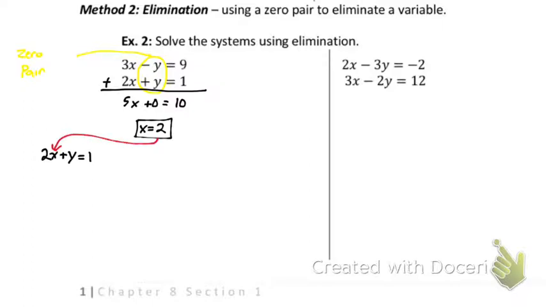So we have 2 times 2, which is 4, plus y equals 1. Subtract 4 on both sides. We should come up with y equals negative 3. I do not require that you rewrite this. I have x equals 2. I got y equals negative 3. It's clear to me what your answer is. If you want to rewrite it, if that's what you like better, rewrite it. I'm okay with just x equals 2, y equals negative 3.